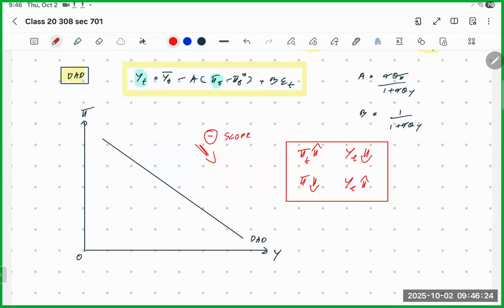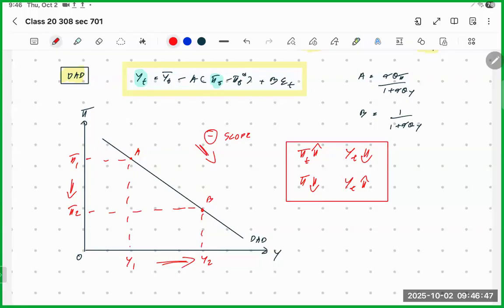Okay. Point A, if inflation is high, everything is expensive. People are going to spend less. Point B, if inflation is low, everything becomes cheaper. People are going to spend more. Easy. Got it?